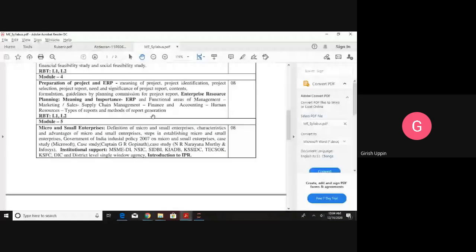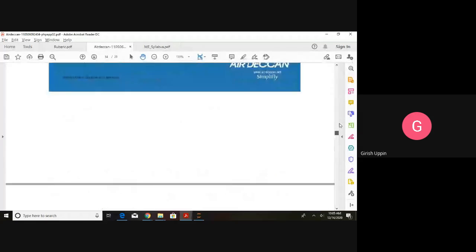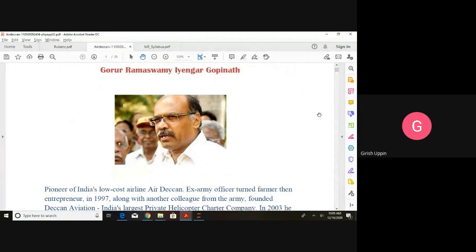So Captain G.R. Gopinath, he started the Air Deccan. Okay, he brought in a revolution in the aviation industry. So today we'll look into what kind of revolution he brought into the aviation industry, and he started the company called Air Deccan. And if you search through the net, there are a lot of materials available on Air Deccan and many business schools. Okay, not only in India, in many foreign universities, they do this particular case study in detail. All the management schools study this case study about the Air Deccan.